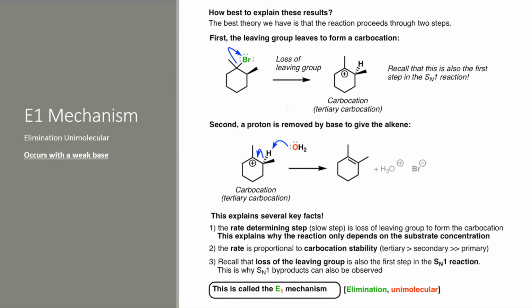Generally, just like with SN1, first our leaving group is going to leave. In this example, it would be bromine, forming a carbocation. Remember, again, this is the same first step as an SN1 reaction. Then secondly, the proton on an adjacent carbon is removed by a base to give your alkene, or double bond.